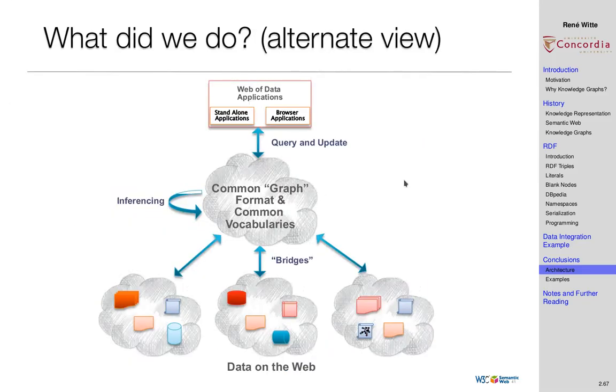So another way of looking at it is that we now have this web of data. So this is our common graph format. And next week, we will talk about common vocabularies as well, which integrates all of the existing sources that we have with various connection bridges. So again, in one of the next lectures, I'll briefly show you how you can export a relational database into a graph format. And then based on this knowledge graph format, you can build applications on top of it.